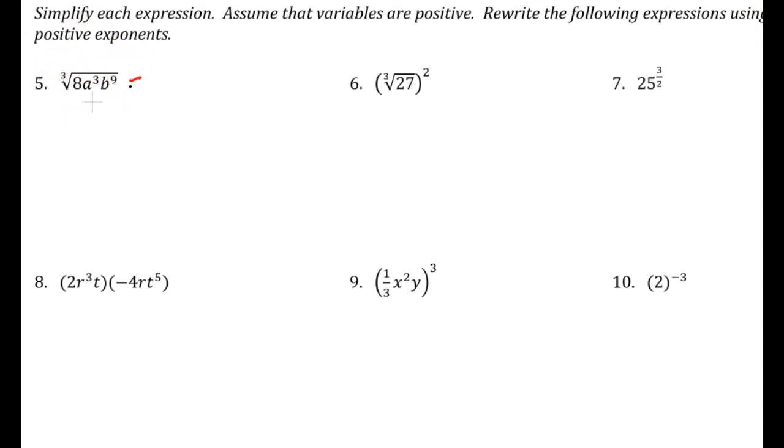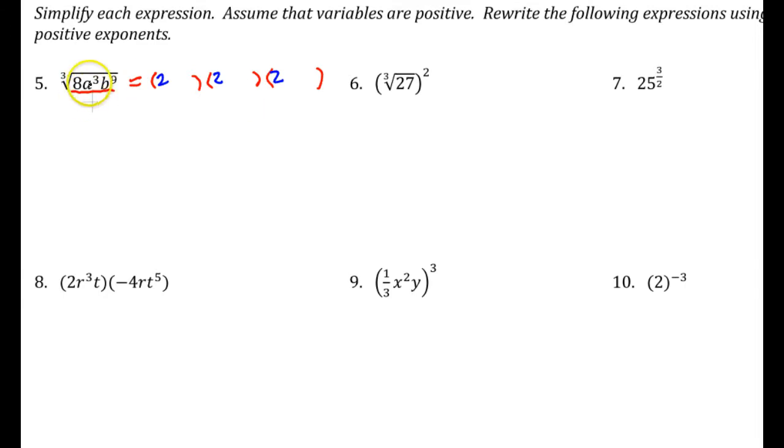We've got the cube root of 8a to the third b to the ninth. So we can ask, what times itself 3 times equals this part inside the radicand? We'll do it piece by piece. What times itself 3 times is 8? You get 2. 2 times 2 times 2 is 8.